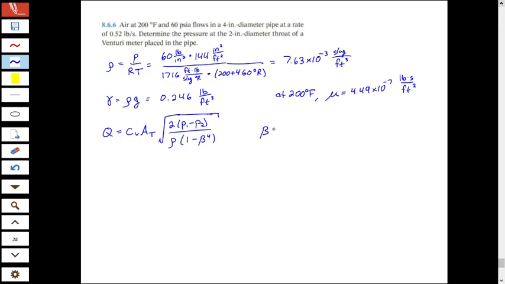Beta, in this case, is the ratio of the diameters. So that's going to be 2 inches over 4 inches, so 0.5, so that's straightforward.